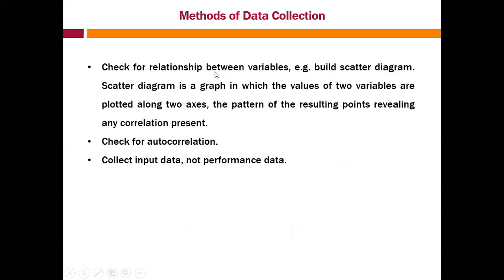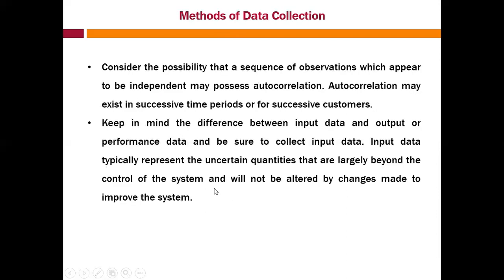And check for relationship between the variables. For example, build a scatter diagram. So what is a scatter diagram? It is a graph in which the values of two variables are plotted along two axes, the pattern of the resulting points revealing any correlation present. And check for autocorrelation. Then collect input data, not performance data. So these are all the methods of collecting the data.